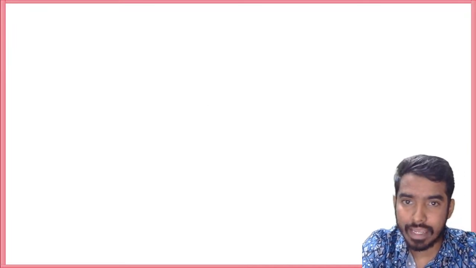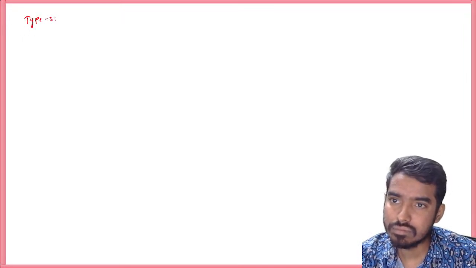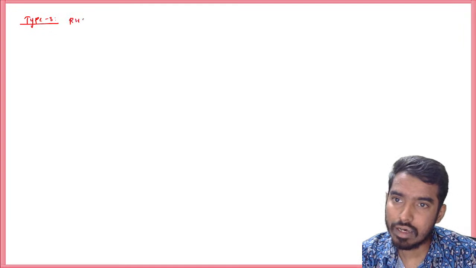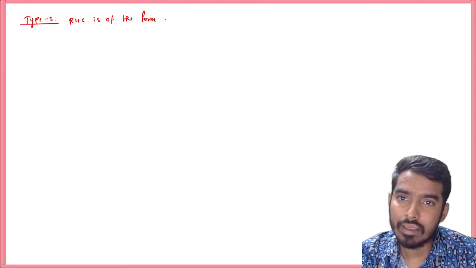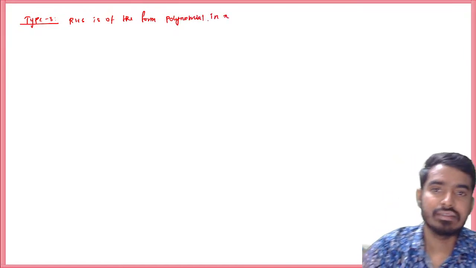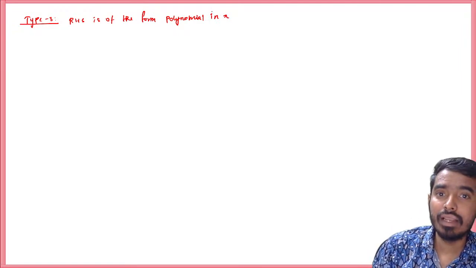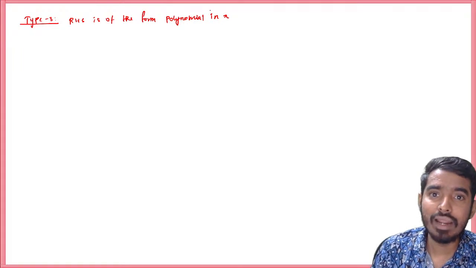Now we move on to type 3, right? RHS is of the form polynomial in x. Polynomial in x, right? R is polynomial in x. It will be like x squared plus 2x plus 1, x cubed plus 3x plus 1. So we have polynomial in x.